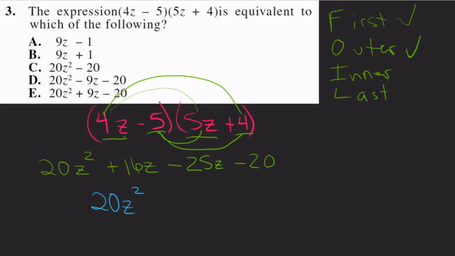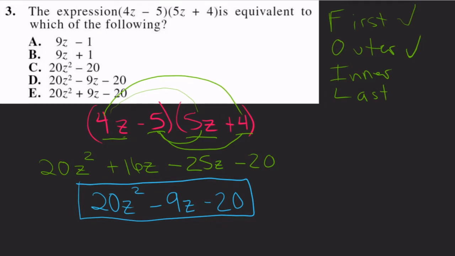16z, are there any other just plain z terms? Yes, -25. So 16 minus 25 is going to be -9z. And I'm left with just this constant of -20. And so that is my final answer. So we FOILed it out. So 20z² minus 9z minus 20, that's choice D.